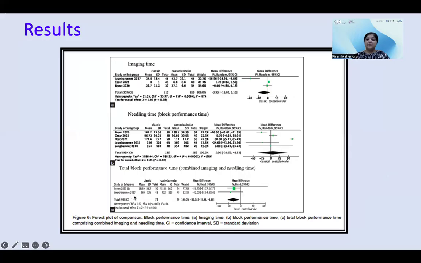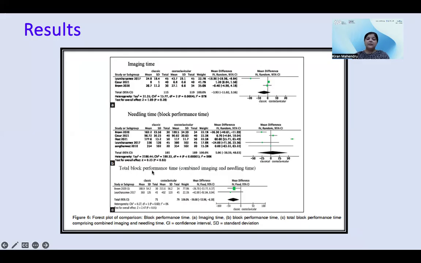Coming to the block performance time, which was a secondary outcome. Looking at the imaging time, 3 studies were included, and there was no difference in both the groups when imaging time was studied with a p-value of 0.28. Now, the needling time, which was the block performance time, was studied with 5 studies, and there was no difference in both the groups with a p-value of 0.82.